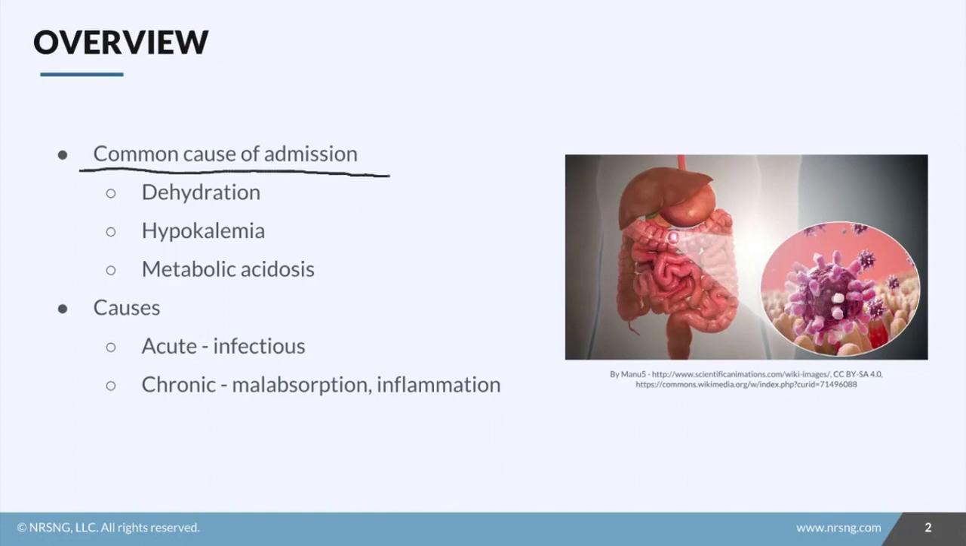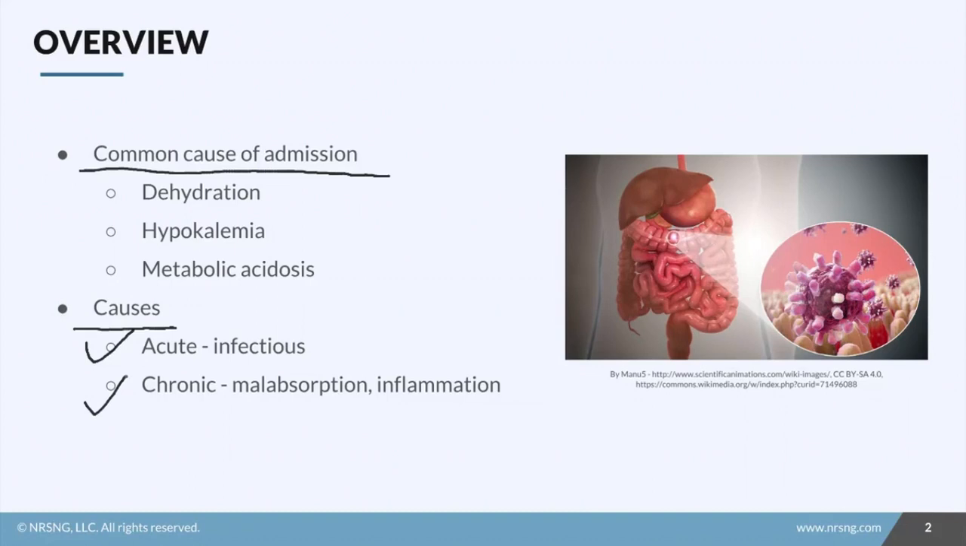Now, the most common causes of diarrhea that we see in kids are easily divided into two categories, and those are acute causes and chronic causes. Our acute causes of diarrhea are almost always going to be infectious, and an example of this is rotavirus. Rotavirus used to be a huge cause of admission, but there's a vaccine for it now, so we're seeing a lot fewer admissions for it, which is great.